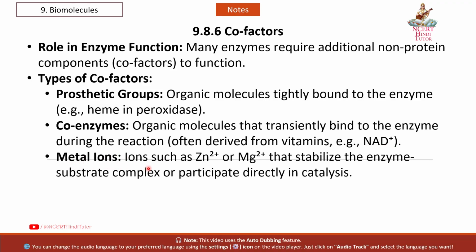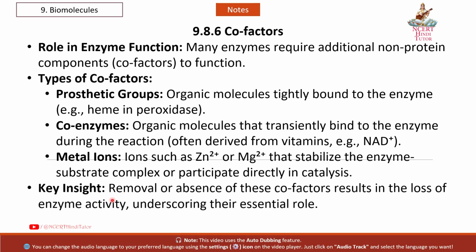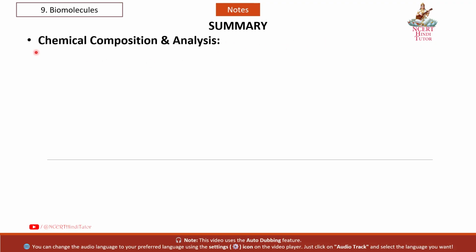Metal ions, ions such as zinc 2+ or magnesium 2+ that stabilize the enzyme-substrate complex or participate directly in catalysis. Key insight: removal or absence of these cofactors results in the loss of enzyme activity, underscoring their essential role. Finally, summary: chemical composition and analysis.